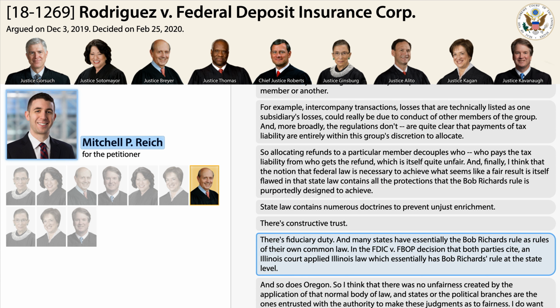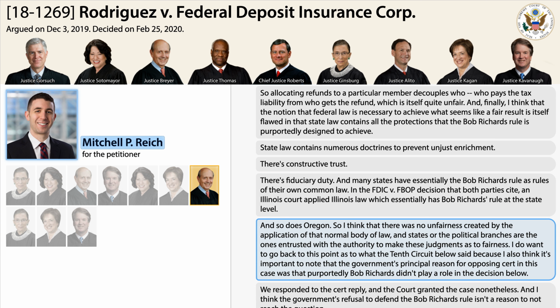In the FDIC v. FBOP decision that both parties cite, an Illinois court applied Illinois law, which essentially has the Bob Richards rule at the state level, and so does Oregon. So I think that there was no unfairness created by the application of that normal body of law, and states or the political branches are the ones entrusted with the authority to make these judgments as to fairness.